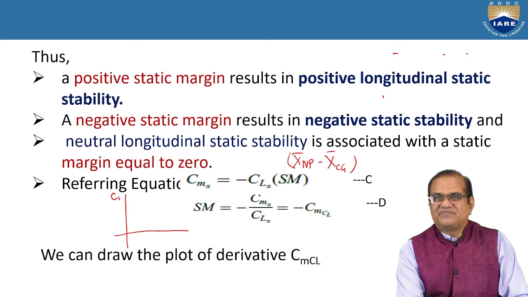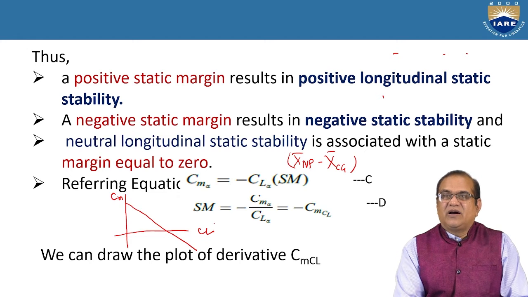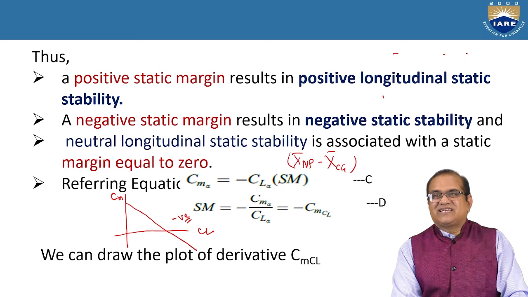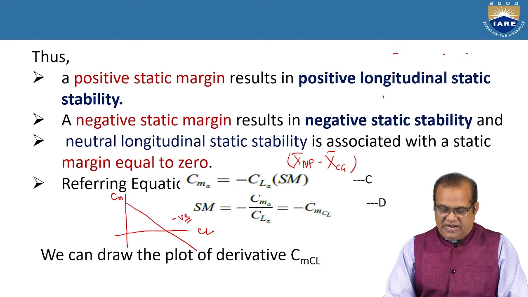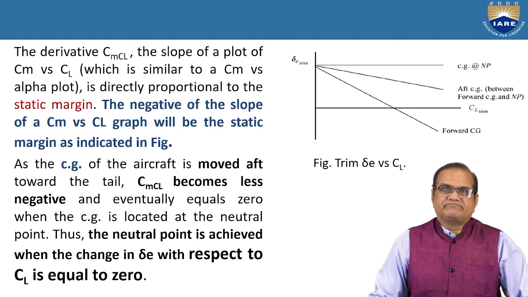If you draw the plot, you will get it like this. This is the CM and this is the CL. To have a positive static margin, it should go like this. If it is like this, the value of CM alpha by CL alpha should be negative. So this is called the CM-CL plot. We can draw the plot of the derivative dCM/dCL, as you can see here.